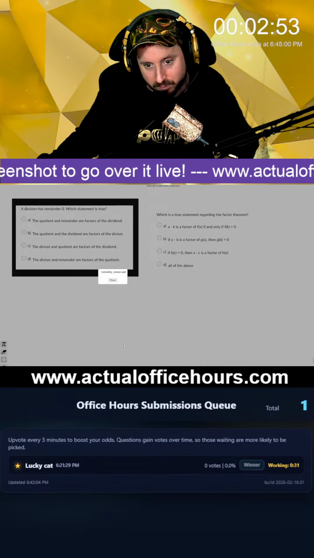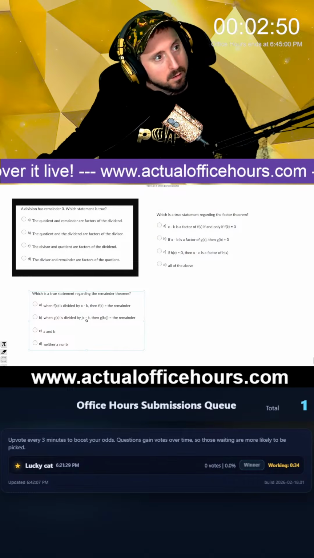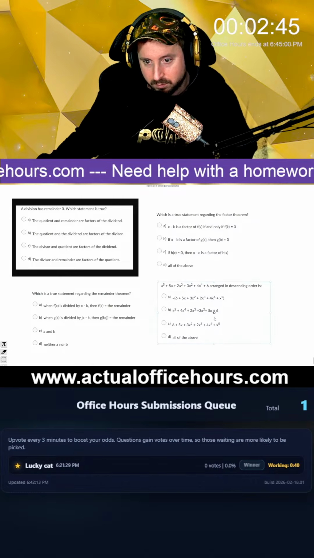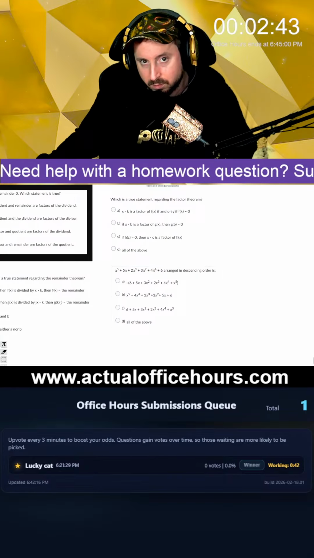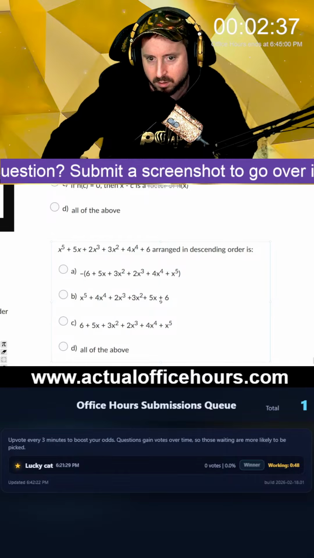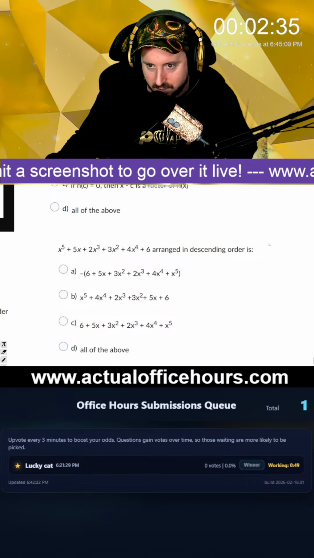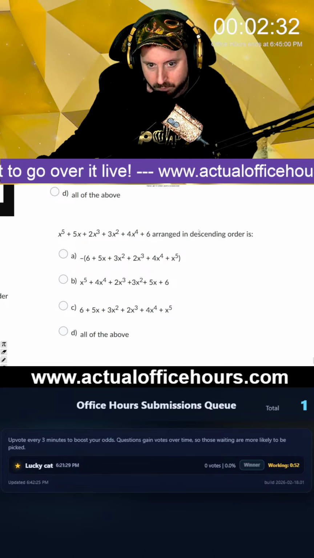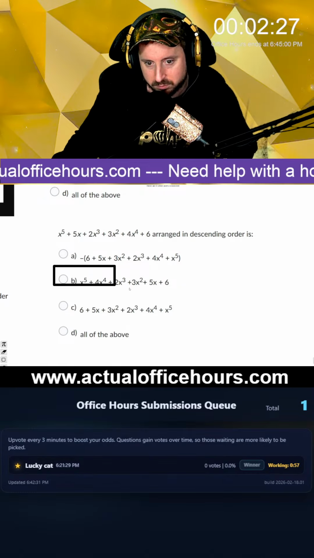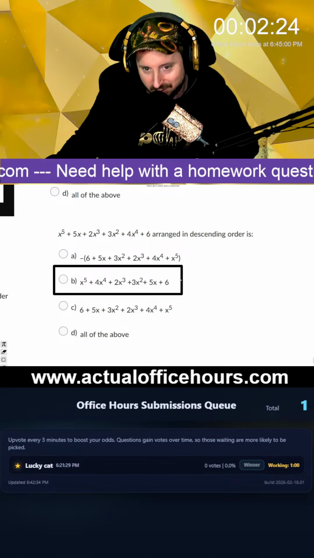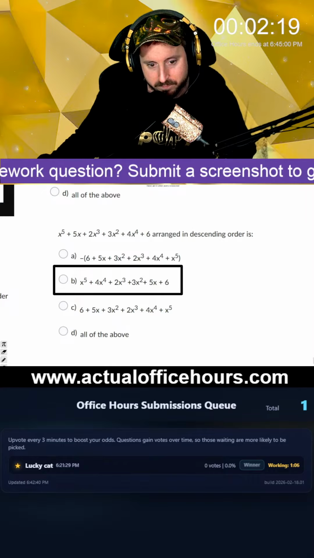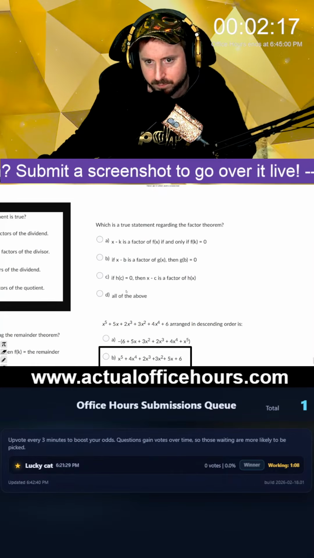The remainder theorem. That's a fun one. Okay, let's go through them. Put that in descending order. What does descending order mean? Like descending order of powers, maybe? I think it would be this one. That seems to be the correct one. Usually you want higher exponents down to lower ones. The other ones don't really make sense.